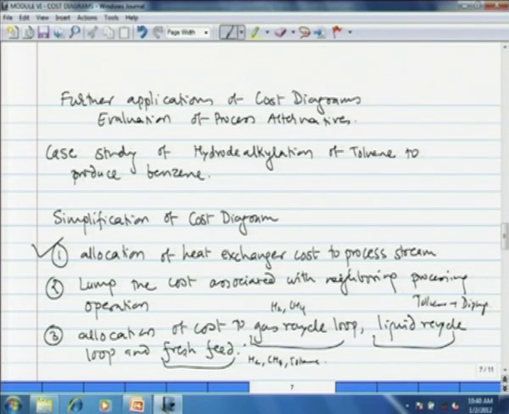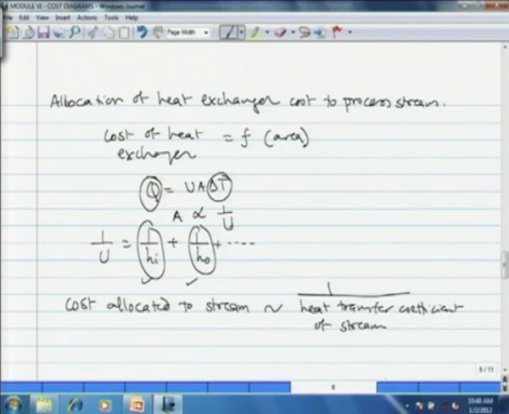Now, each of the cost components has several subcomponents. For example, the gas recycle loop cost component has hydrogen and methane as the elements in it. Then the liquid recycle loop has toluene and diphenyl as elements in it, and the fresh feed has 3 elements in it: hydrogen, methane and toluene. Now, next we adopted the strategy of allocation of the heat exchangers that are there in the process to the streams. Now, how can we do that?